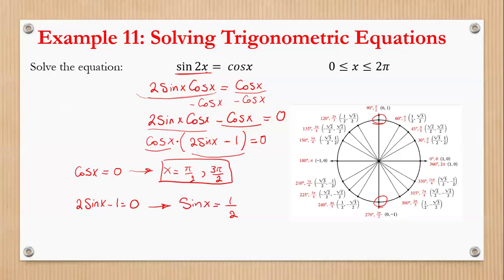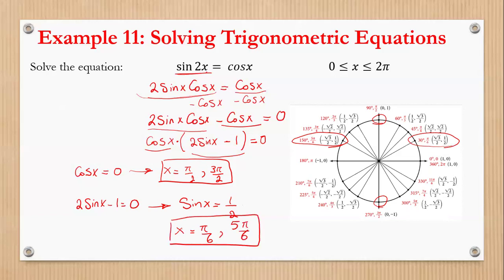When we say sine x is equal to 1/2, we look at the unit circle. The sine of what angles is 1/2, or the y value of what points is 1/2? The y value must be positive 1/2. And the answers are pi over 6 and 5 pi over 6.